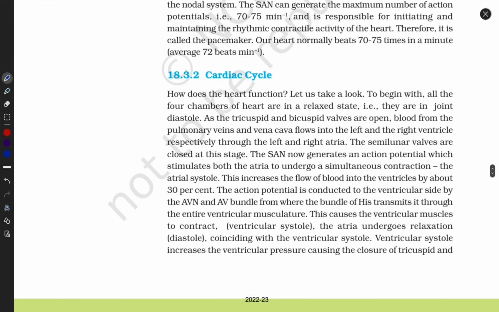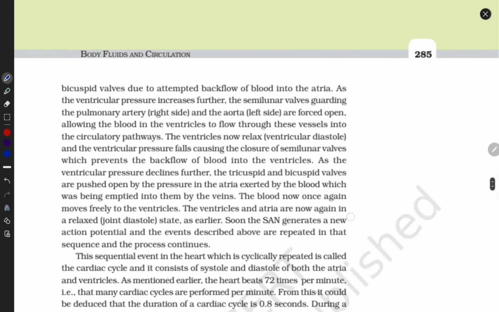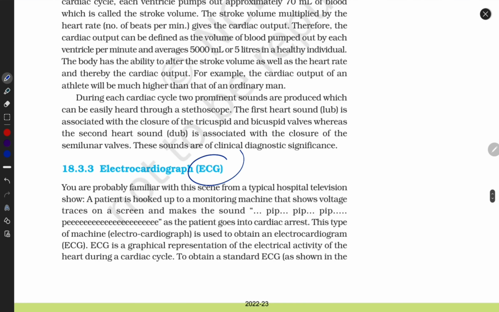And now that's all for now. In our next video we will talk about the cardiac cycle and also ECG.